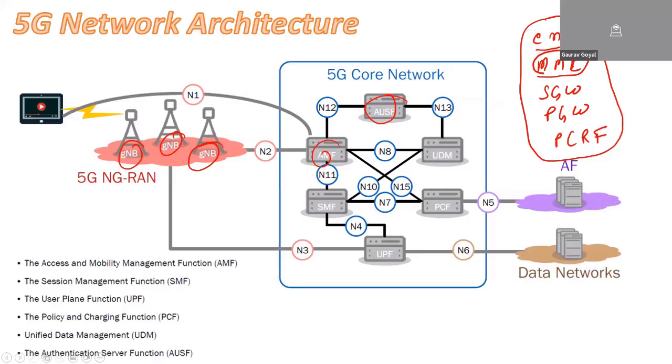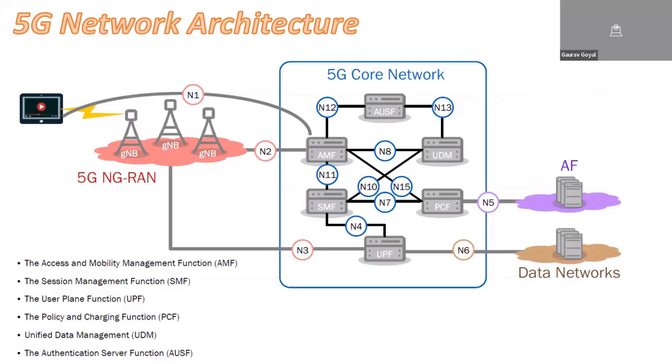So here MME is replaced by three functions. You can see all these three combinations. One is AUSF, which is authentication server function. Then we have AMF, which is access and mobility management function. And the third one is SMF, which is session management function. So MME is divided into three parts in case of 5G: one is AUSF, one is AMF, and one is SMF.